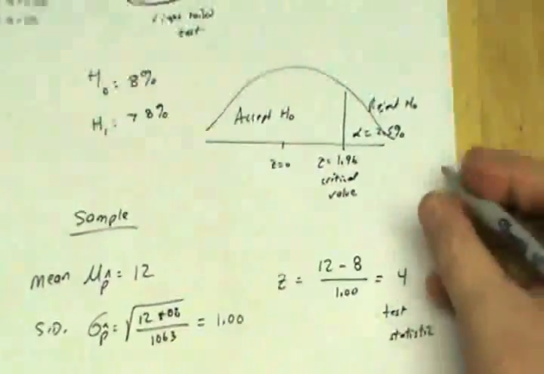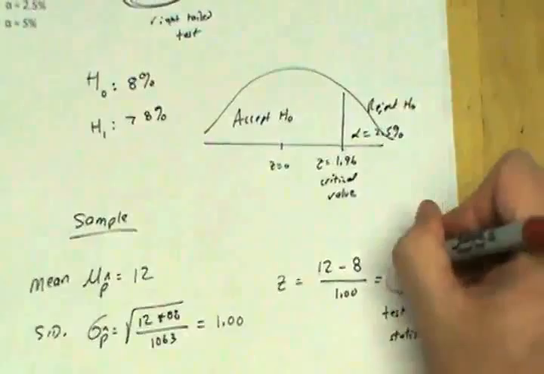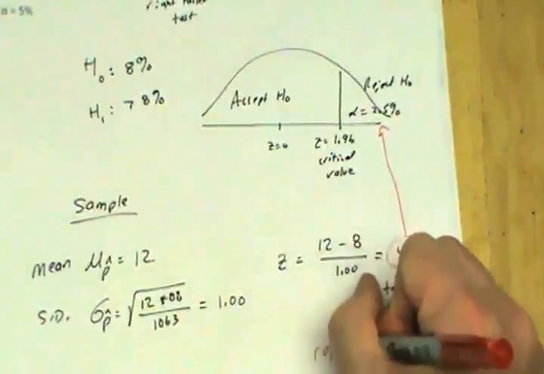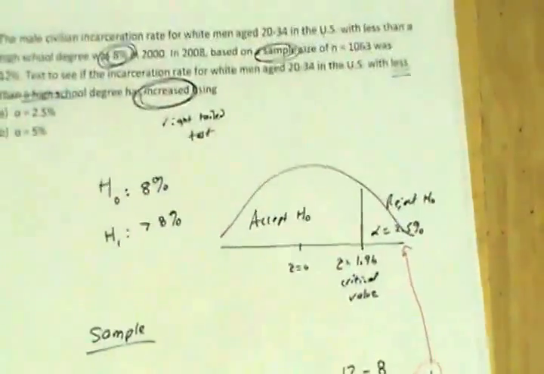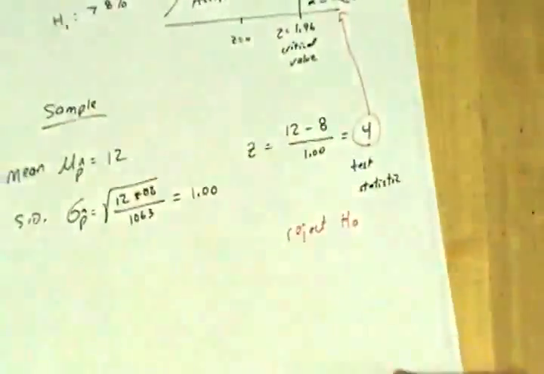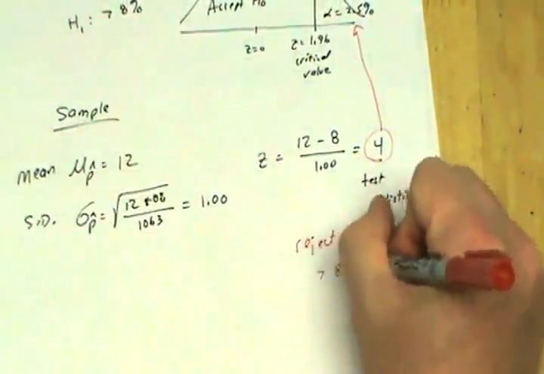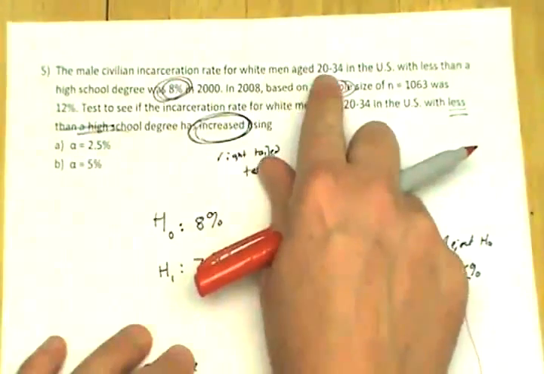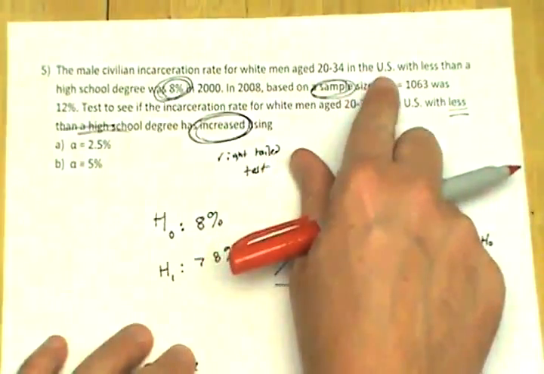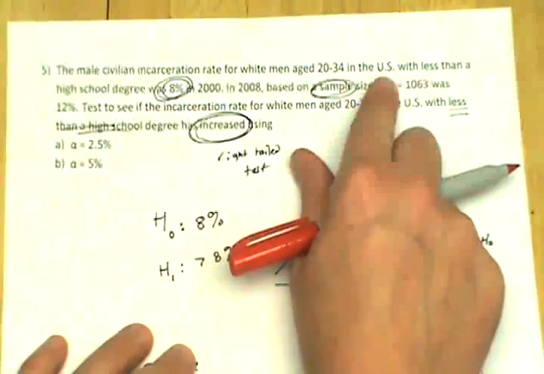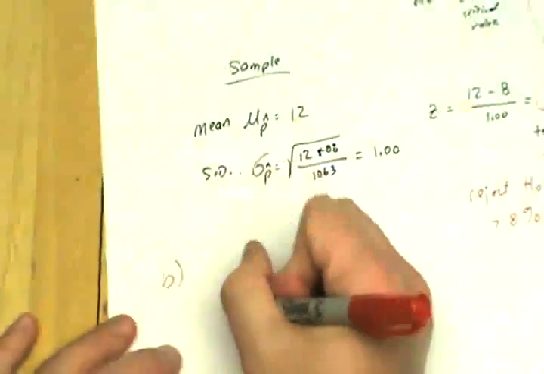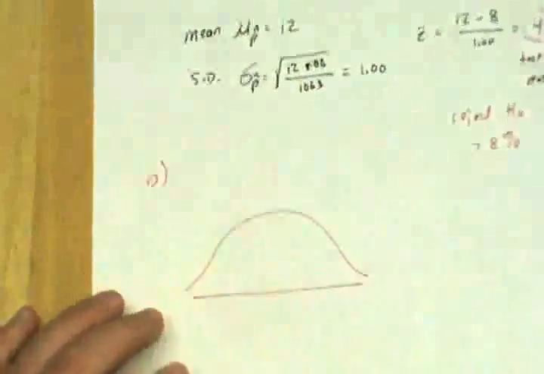We place this. 4, or 4.00, definitely lies right of 1.96. That ends up in the tail, which is the rejection region, so we reject H0. So we reject that it's 8, and we're actually going to say it's more than 8. So the white male incarceration rate for men aged 20 to 34 in the U.S. has significantly increased in 2008 based on what it was in 2000. It has significantly gone up. Has it gone up significantly if we change the significance level to be 5%?